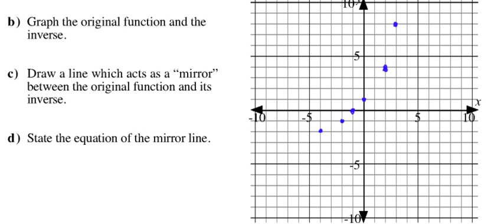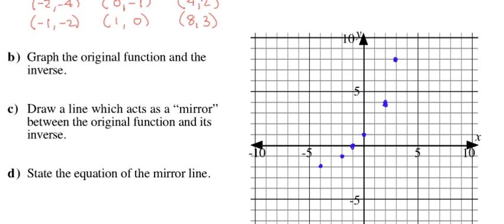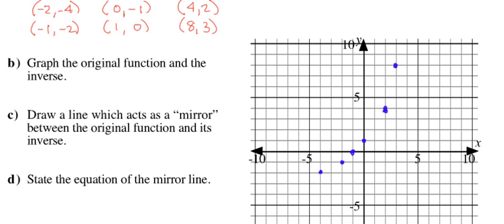And the inverse now is the ones I wrote in red. Can I get all that on the screen at once? Just barely. Maybe. Okay, so now we get (-2, -4). We get (-1, -2). (0, -1). (1, 0). (4, 2). 4 right and 2 up. And (8, 3) would be over here.